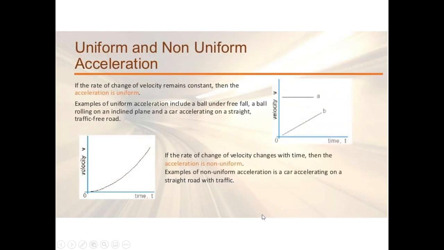Now comes your uniform and non-uniform acceleration. Just as in the case of uniform and non-uniform motion, where if equal distance is traveled in equal intervals of time, that is uniform motion, and the vice versa was non-uniform motion, similarly here we have uniform and non-uniform acceleration. If the rate of change of velocity remains constant, then that is uniform acceleration, and if the rate of change of velocity is not constant, then that is non-uniform acceleration.